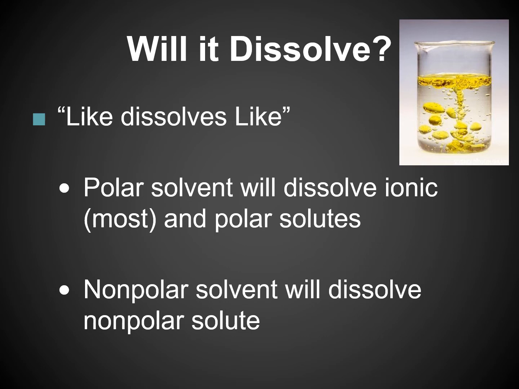How do you know that something will dissolve into something else? A general rule to follow is that like dissolves like. So a polar solvent will dissolve ionic, mostly, and polar solutes. A nonpolar solvent will dissolve nonpolar solute.